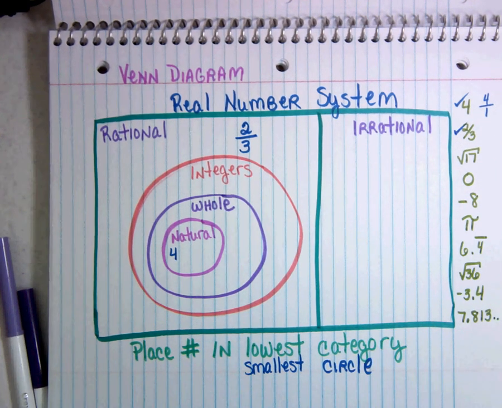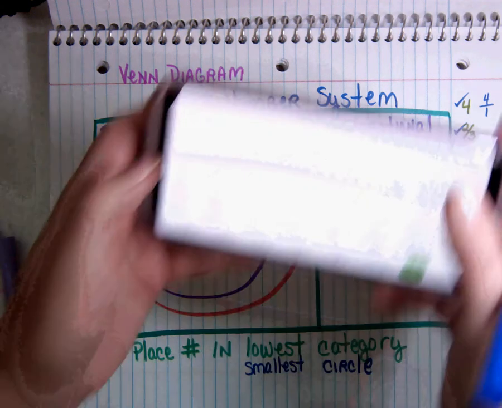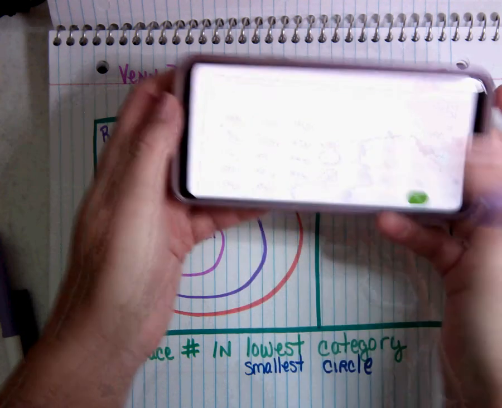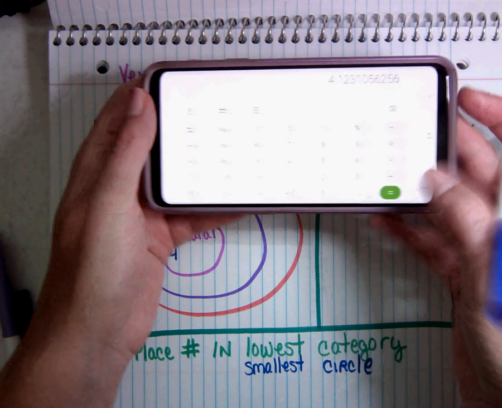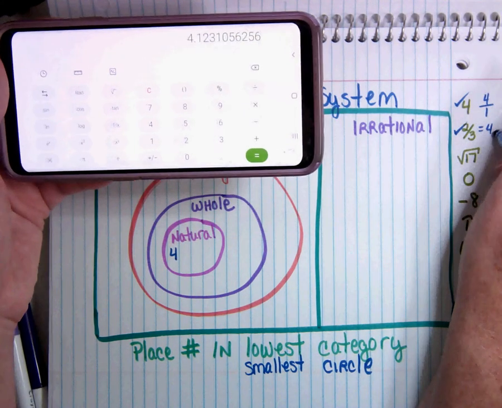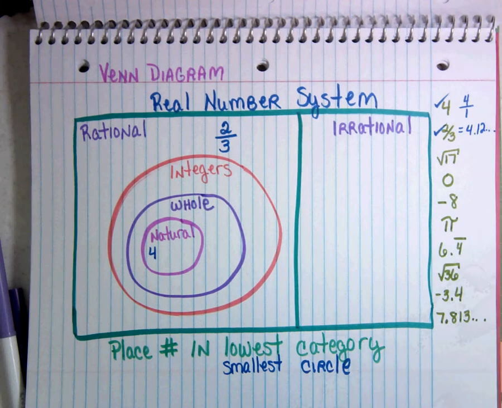Okay, let's look at the square root of 17. And I don't have my phone with me. Oh, yes, I do. The square root of 17. Okay, if we take our calculators and we type in the square root of 17, I get 4.1231, on and on and on and on, right? 4.12... dot dot dot means it keeps going, okay?